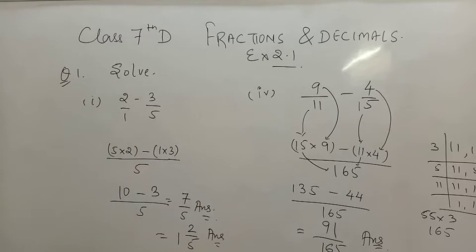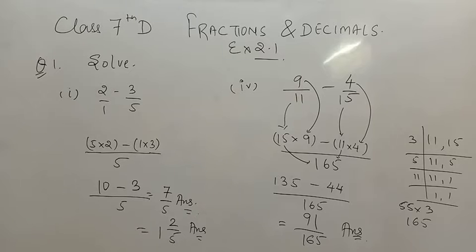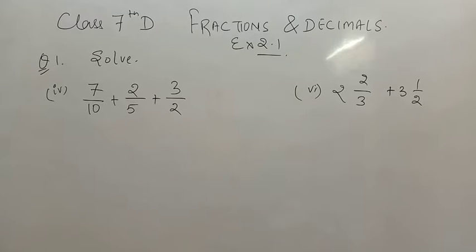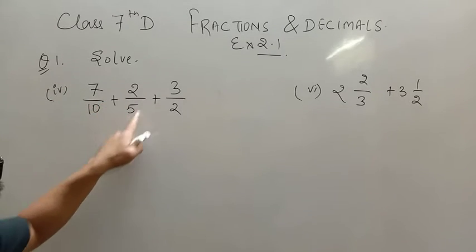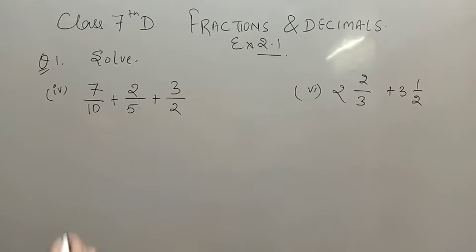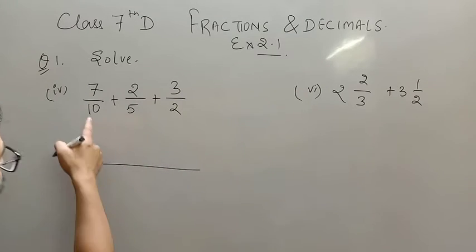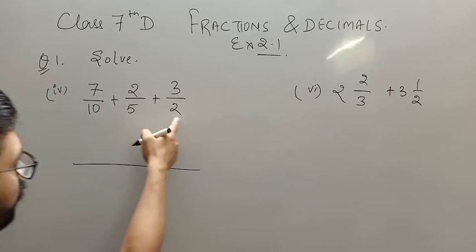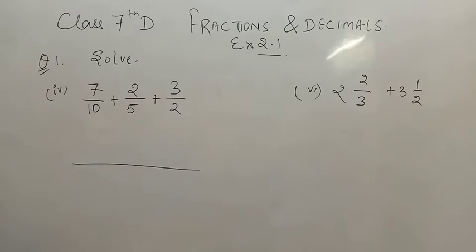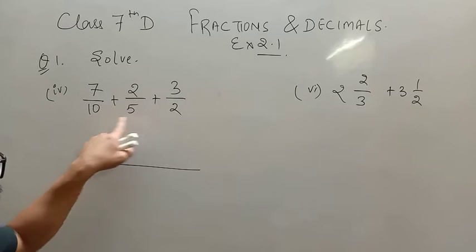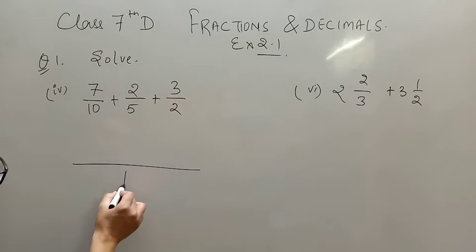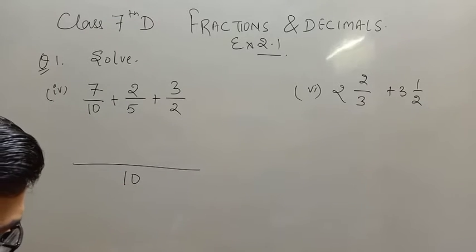Now just note it down fast. Now see the next question: solve this fraction, 7 upon 10 plus 2 upon 5 plus 3 upon 2. So first you need to take the LCM of the denominators 10, 5 and 2. If I tell you directly, the LCM of 10, 5 and 2 is 10, or you can check this.